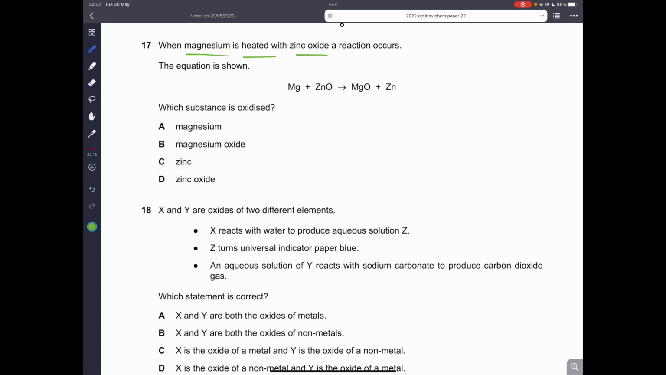17. When magnesium is heated with zinc oxide, a reaction occurs. The equation is shown. Which substance is oxidized? Well, here magnesium gains oxygen, zinc loses oxygen. So gain of oxygen is basically oxidation. So magnesium is oxidized, zinc is reduced, and therefore magnesium is the correct answer.